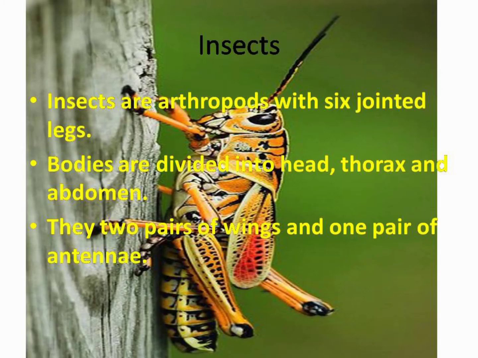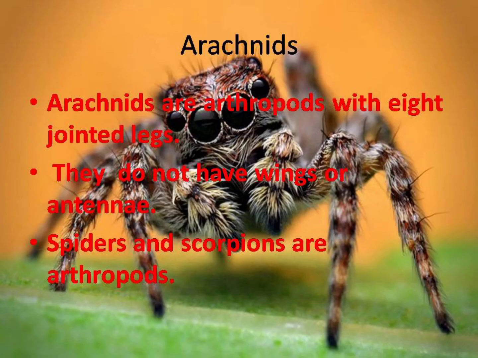Insects are arthropods with 6 jointed legs. Bodies are divided into head, thorax, and abdomen. Most of them have 2 pairs of wings and 1 pair of antennae. Arachnids are arthropods with 8 jointed legs. They do not have wings or antennae. Spiders and scorpions are arachnids.